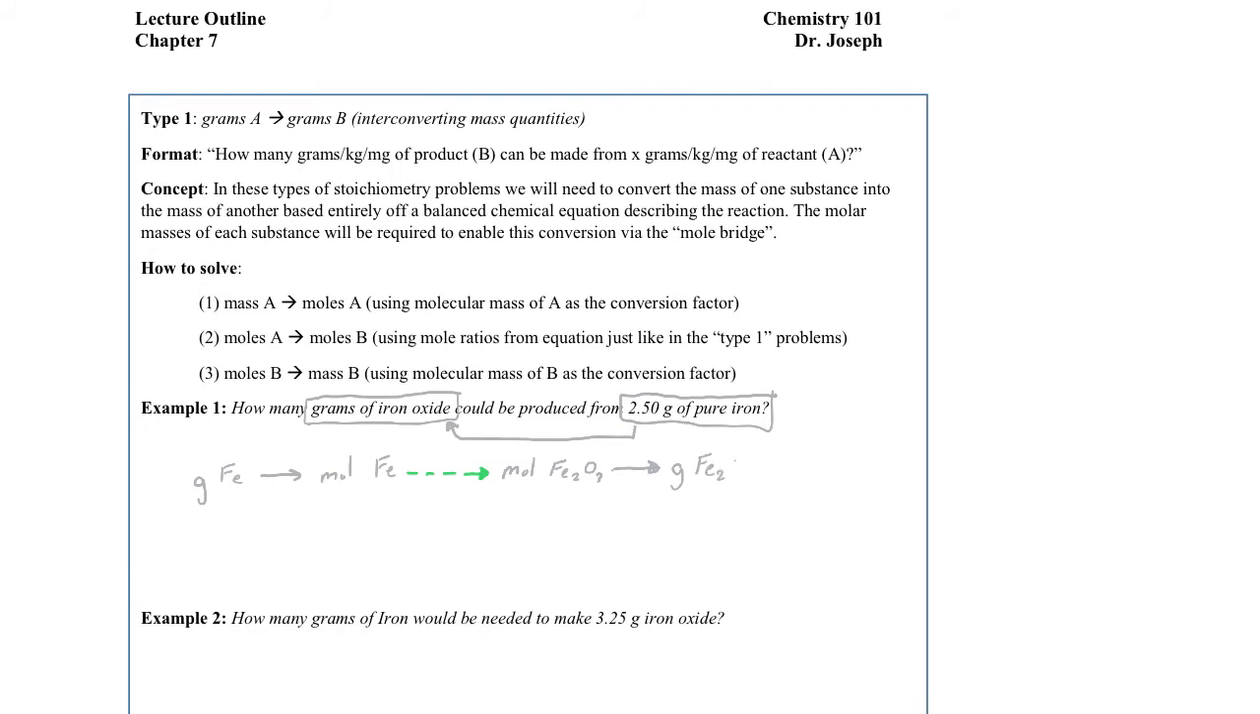So in this first step, we're just going to use the molecular mass for iron to convert grams of iron into the moles of iron. So MM stands for molecular mass. That's step 1. Step 2, crossing the mole bridge. For this step, we use the coefficients from the balanced chemical equation that allow us to interconvert between moles of one thing and moles of another thing. And then finally, step 3. In step 3, we use the molar mass of iron oxide that allows us to convert between moles of iron oxide and grams of iron oxide. So 3 steps. Let's set these up.